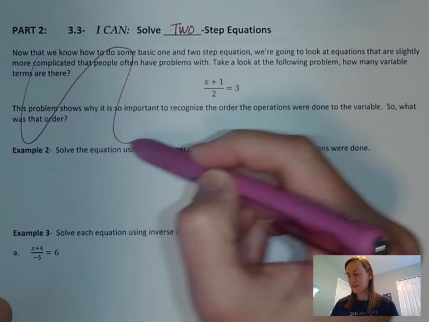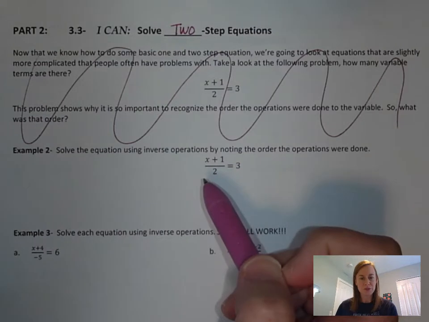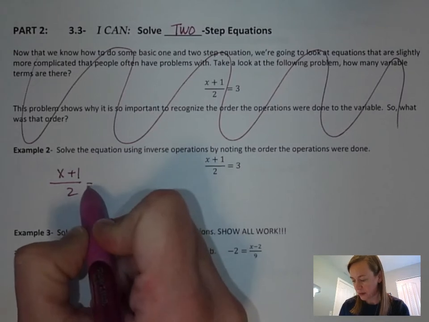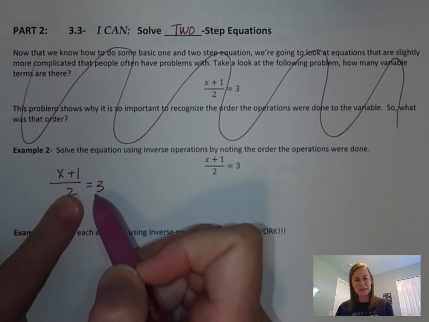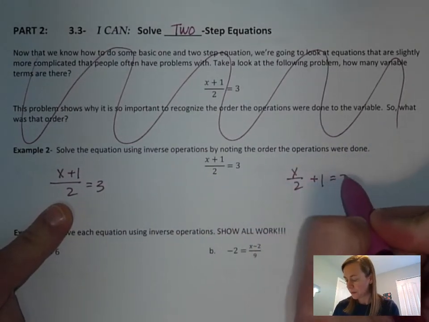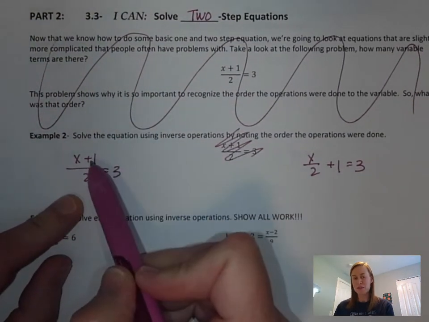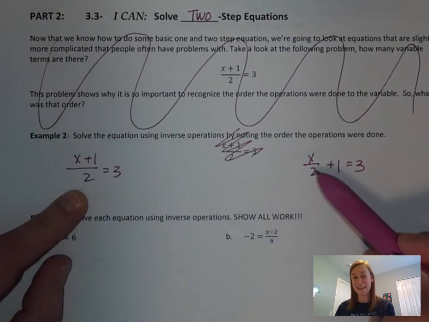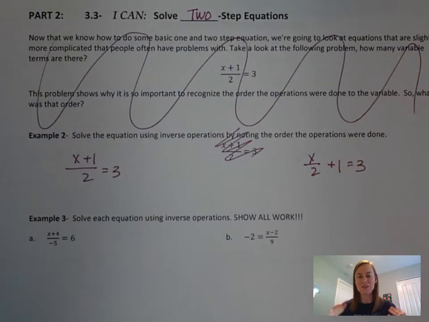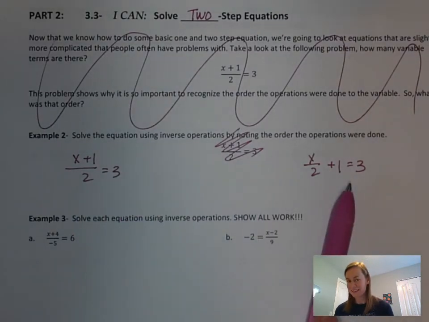We're not going to worry about all this stuff written up here. Let's start by doing this problem. And what I really want to show you is the difference between this problem, exactly like it's written over there, and this one. I'm just going to scribble that out so that it is not distracting us. So here you have x plus 1 over 2, and here you have just the x over the 2 plus 1 equals 3. So this video is going to be about how to handle two-step equations that either look like this or like this. Okay, let's get started.